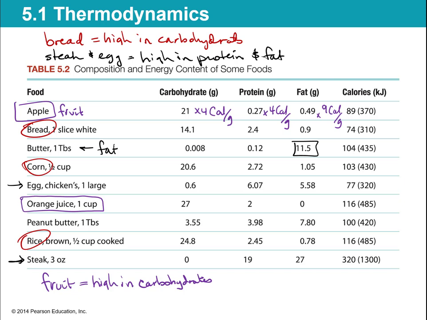Peanut butter is an interesting one because notice peanut butter is kind of a mix. And this was something that I don't know if I told all of you in lab, but peanuts are not a nut, right? So almonds, pecans, cashews, those come from trees. So they call those tree nuts. Where do peanuts come from? From the ground, okay? So they actually plant them.